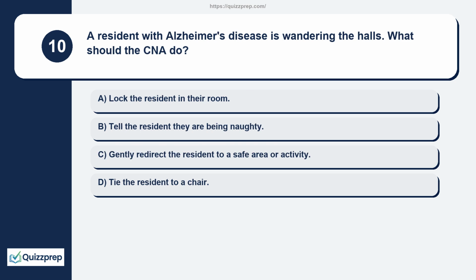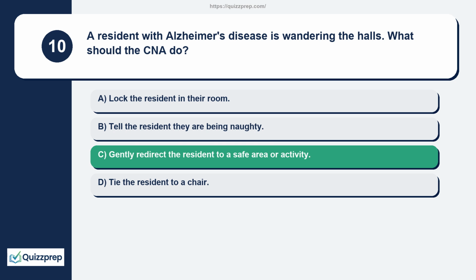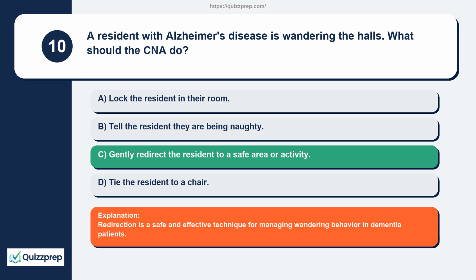Question 10. A resident with Alzheimer's disease is wandering the halls. What should the CNA do? Lock the resident in their room. Tell the resident they are being naughty. Gently redirect the resident to a safe area or activity. Tie the resident to a chair. Redirection is a safe and effective technique for managing wandering behavior in dementia patients.